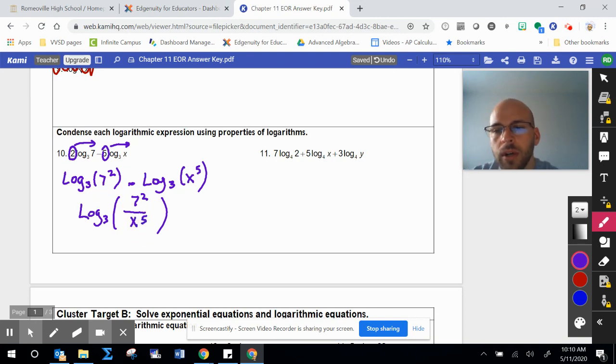Now, if you wanted to write the 7 squared as just 49, you absolutely could. That wouldn't be a problem. Or I could accept it just like this.